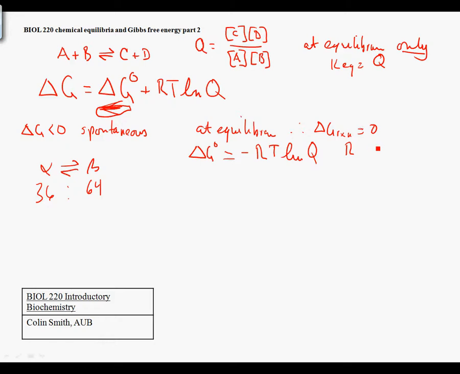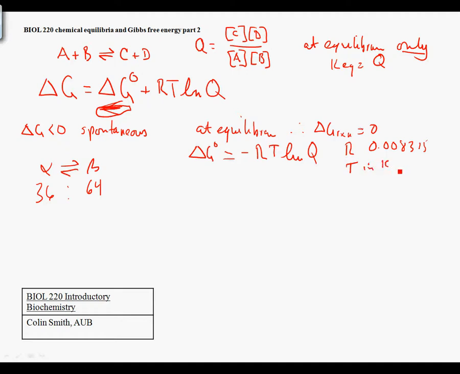The value is 0.008315. Let me check if I didn't make a mistake there, because that value is going to be important for us. I think I'm correct. And T is the temperature in Kelvin.